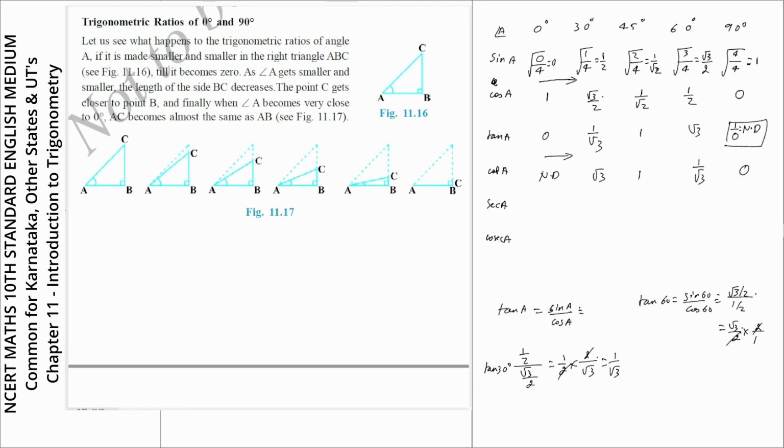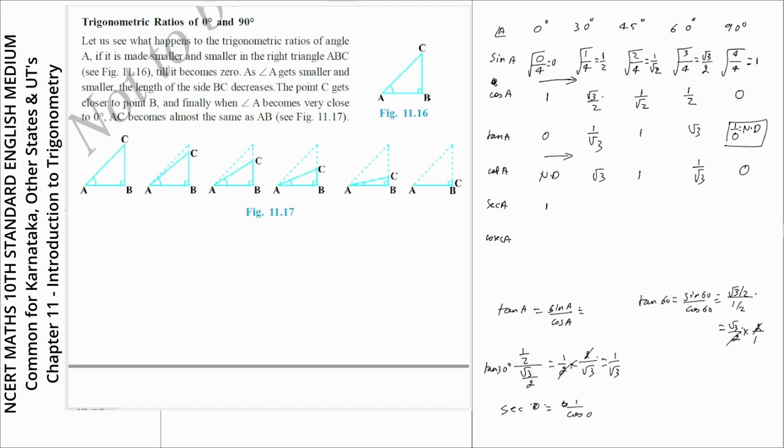Now what is secant of 0? What is secant? Secant is defined by 1 by cos, right? So secant of 0 is equal to 1 by cos 0. So cos 0 is 1, so 1 by 1 is 1 only. Secant of 0 is 1. So just take the inverse of cos A, you will get secant A.